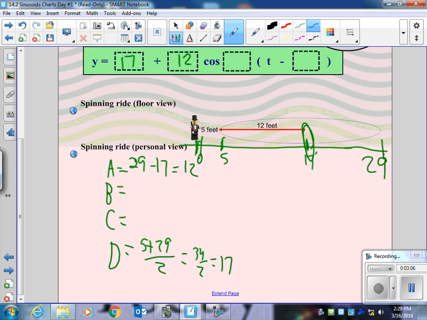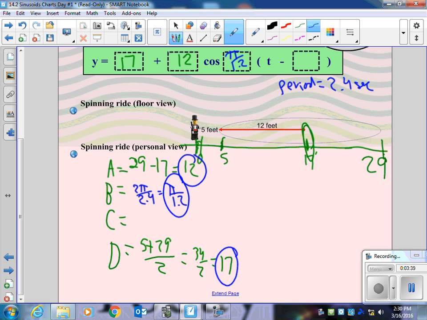Okay. For B, it's 2 pi over the period. So I'm going to make up a period to go around here. Let's say the period is equal to 2.4 seconds to make one rotation around. So you just go 2 pi over 2.4, which is going to be pi over 1.2, right? It's a weird looking one, but pi over 1.2. Now this is going to be your favorite one. We have 12 for A, pi over 1.2 for B, D is 17, C is going to be your favorite.